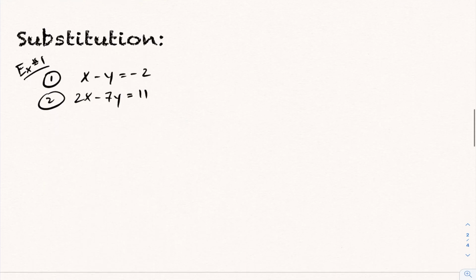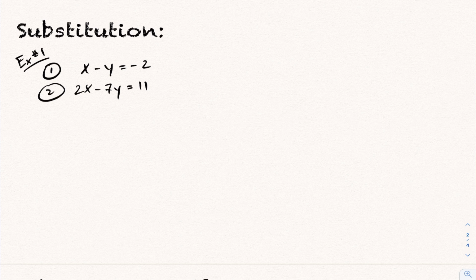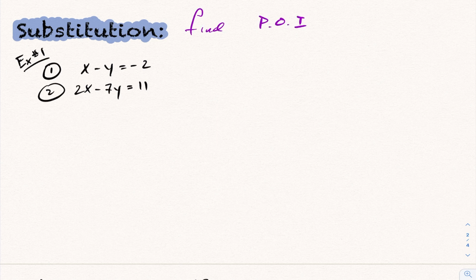Okay, so let's take a look at this idea of substitution. The technique of substitution is useful when you have a system of linear relations where one of the coefficients in front is a 1 or a -1. So in this example here, if you take a look, I've got two different equations. Here's equation 1, here's equation 2. I want to find its point of intersection, right? So we want to find the point of intersection for this system. I want to find where these lines cross.